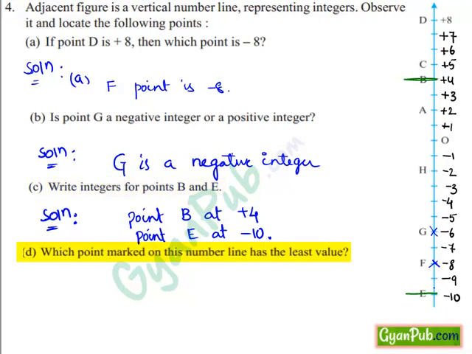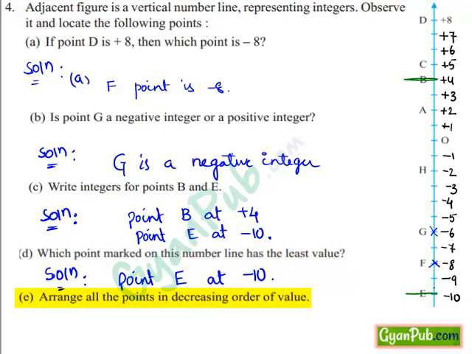The D bit: which point marked on this number line has the least value? Coming to the solution, by moving downwards on the number line, numbers are in decreasing order. So, the value which is farthest below 0 is the least value. Here we can see that point E is the least value on this number line. So, point E at -10 has the least value. Then, take down the E bit.